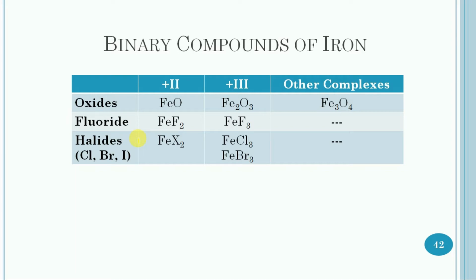Binary compounds of iron with oxidation state 2 and oxidation state 3 and others. So these are the oxides with oxidation state 2 and oxidation state 3, and these are the sulphides with oxidation state 2 and oxidation state 3, and these are the halides with oxidation state 2 and oxidation state 3.